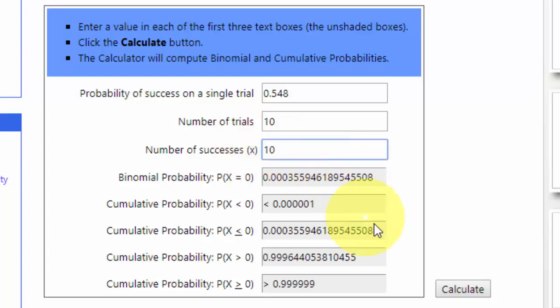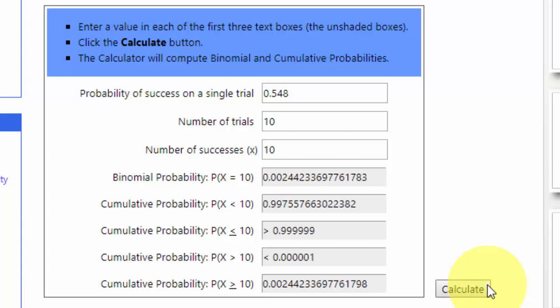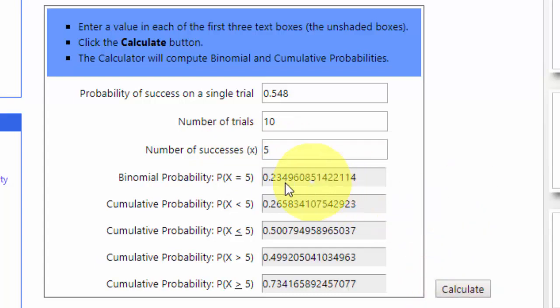We also asked what is the probability that he makes all of them. So we would change the number of successes to 10. What's the probability that he makes exactly 5 of them? It's easier to do here, right? And then if we want to know the probability that he makes between 3 and 6, we'd have to do that in a couple of pieces.